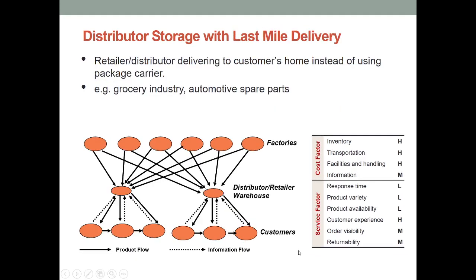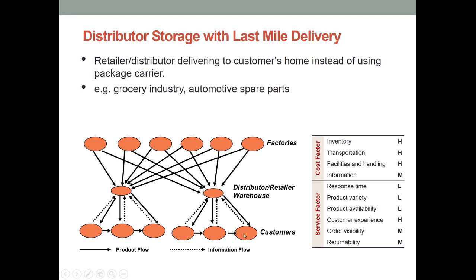Next we have distributor storage with last mile delivery. What are the things that we have in here? Distributor storage with last mile delivery refers to the retailer or distributor delivering to the customer's home instead of using the package carrier.